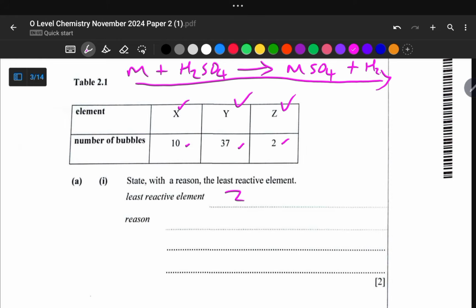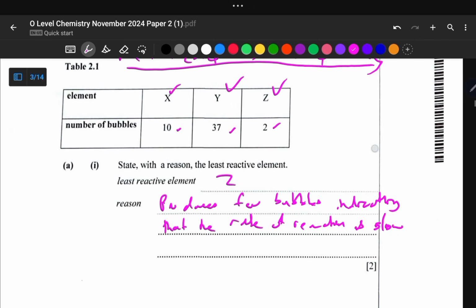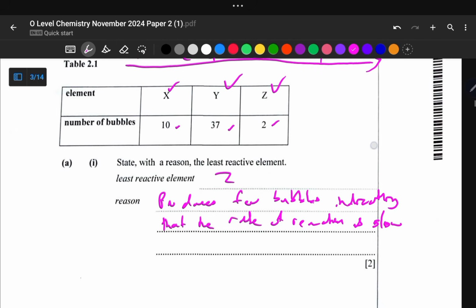Why? Because it produces few bubbles, indicating that the reaction is very slow, right? So this indicates that the rate of reaction is slow, right? So this is the explanation. The hydrogen gas is evolved in small amounts.